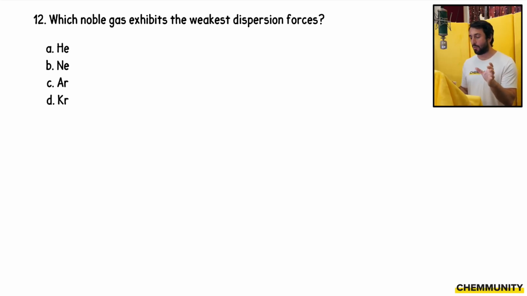Dipole-dipole interactions require a minimum of 1 bond dipole to be present, so you need covalent bonds. These do not have covalent bonds. These are all monoatomic species. Now, what is the difference between these species?